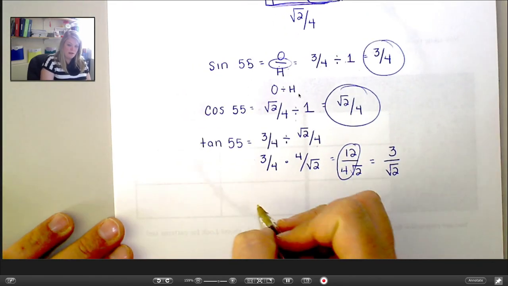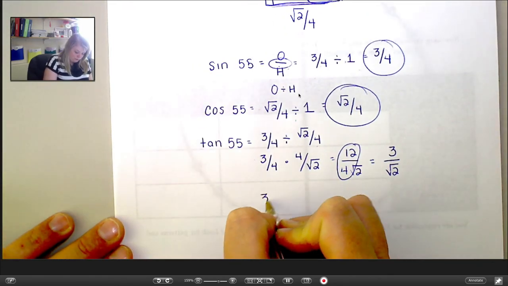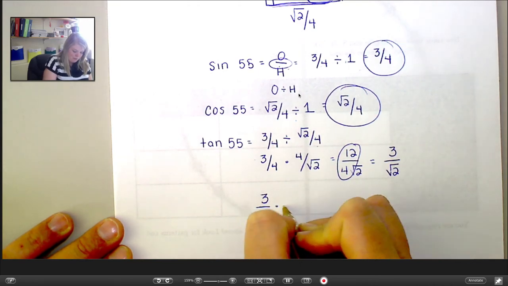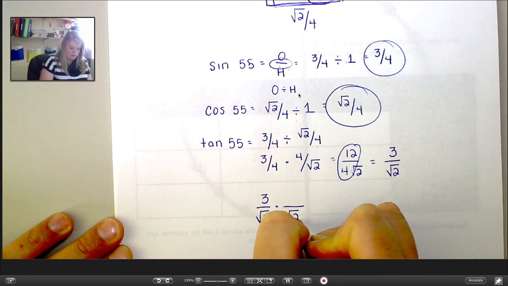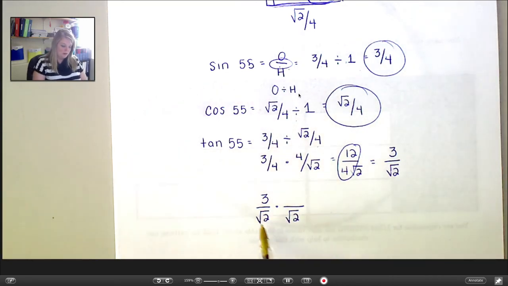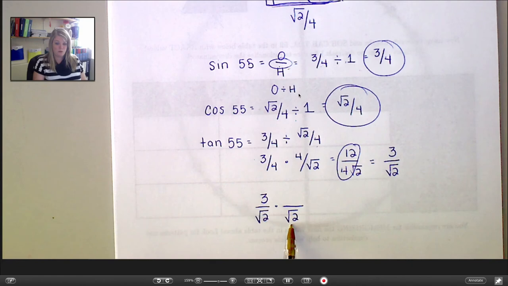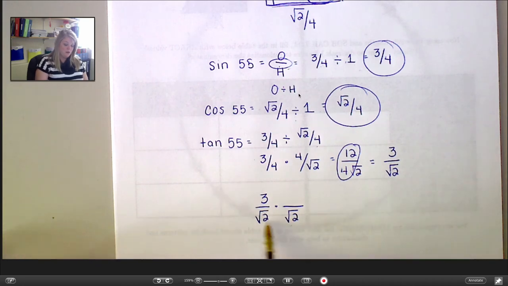What we're going to do with that 3 over the square root of 2 is I'm going to multiply on the bottom by another square root of 2. Because what's going to happen when I do square root of 2 times square root of 2, I'm going to get square root of 4, which is actually just equal to 2. Anytime you multiply 2 of the same square roots together, you get that number back. It's like the square roots cancel out. Okay? So that's going to get rid of the square root problem for me.